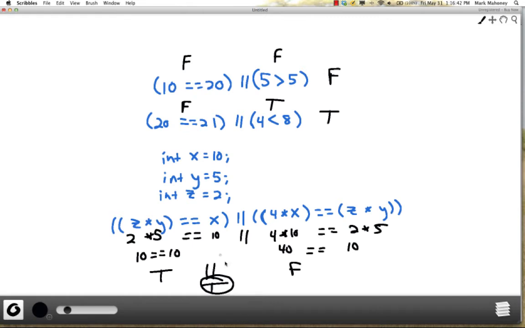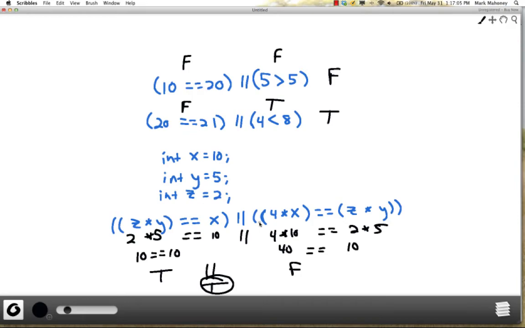Okay, and again, I could change the value here. Why don't you pause the video and put in the value 100 for x and evaluate this expression, and I believe you will get a false value.